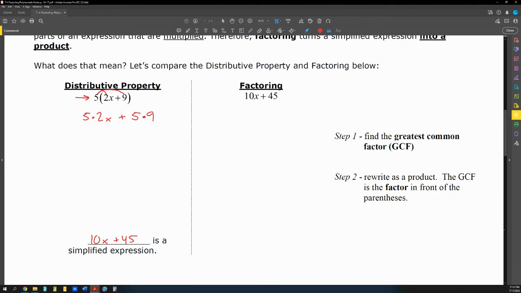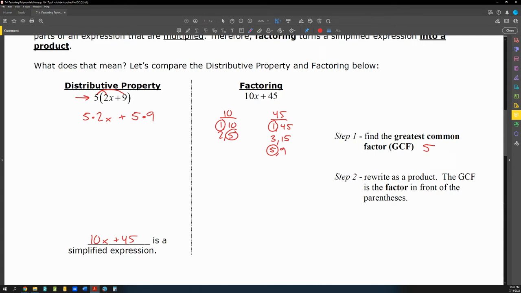Well, we start with 10x plus 45, and we have to consider the GCF of each of those terms, or the greatest common factor. Well, factors of 10 would be like 1 and 10, and 2 and 5. Factors of 45, we have 1 and 45, 3 and 15, and 5 and 9. So of these, we have to consider which factors are common factors. We have 1, and we have 5. So the greatest common factor for 10 and 45 is 5.